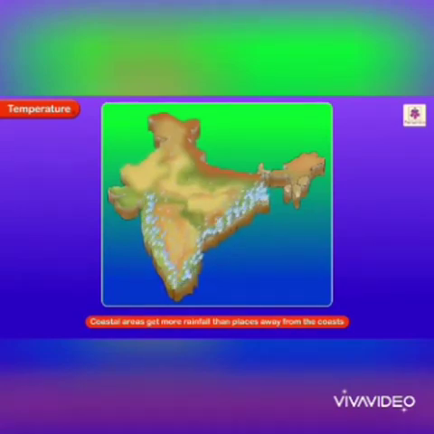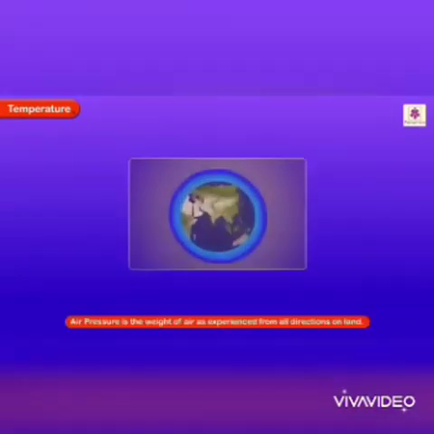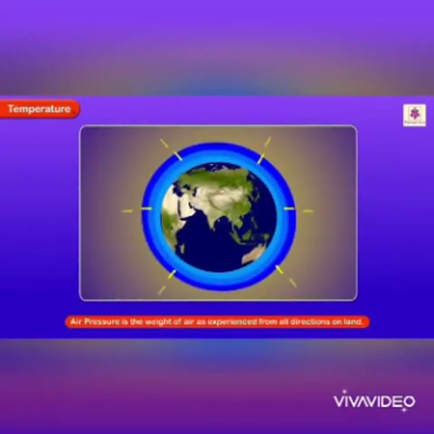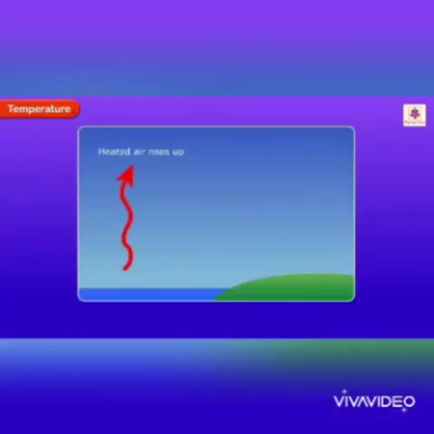The wind is sometimes a light, pleasant breeze. At other times, it can be very strong and can cause a storm or a hurricane.